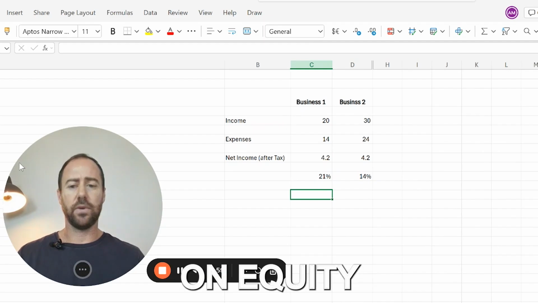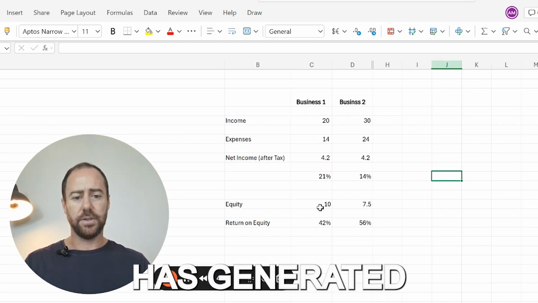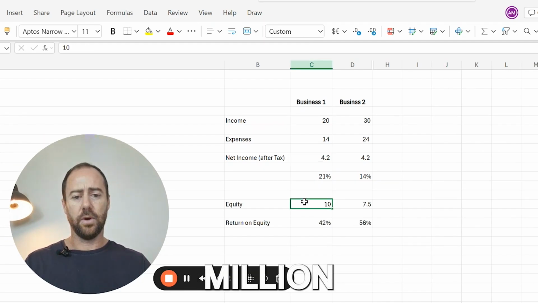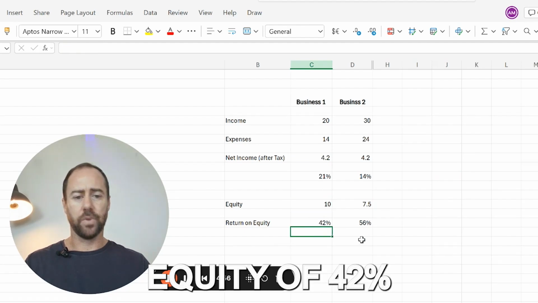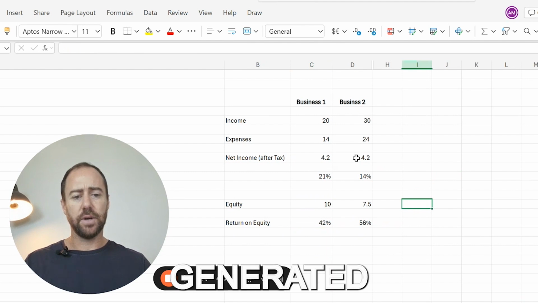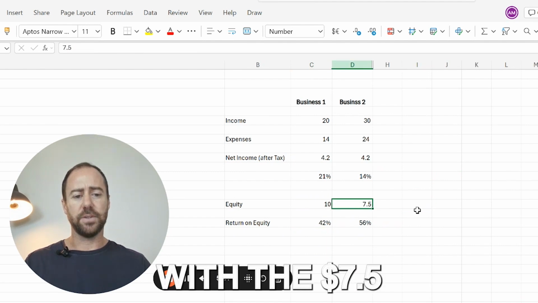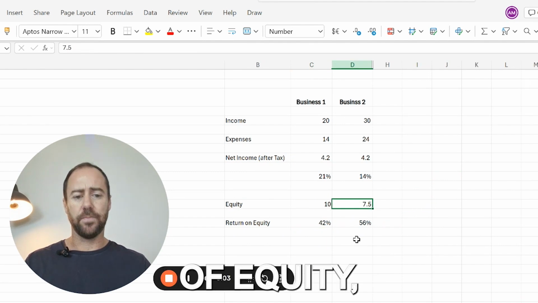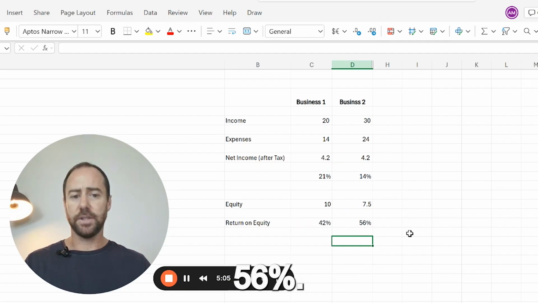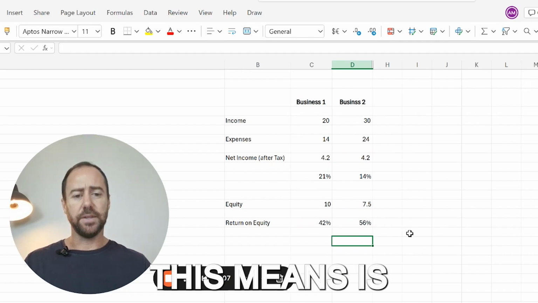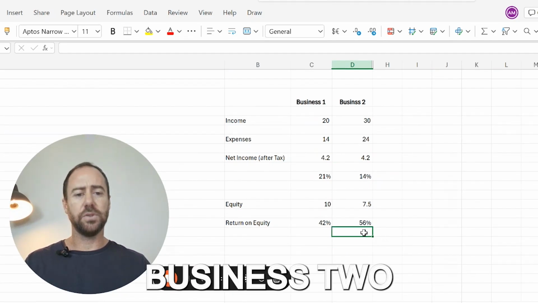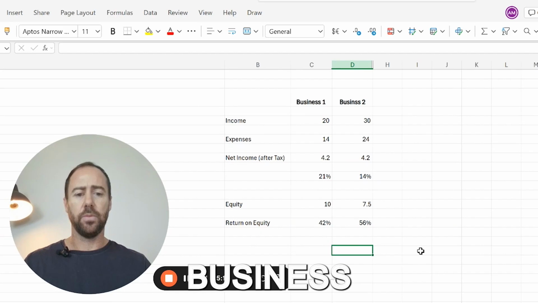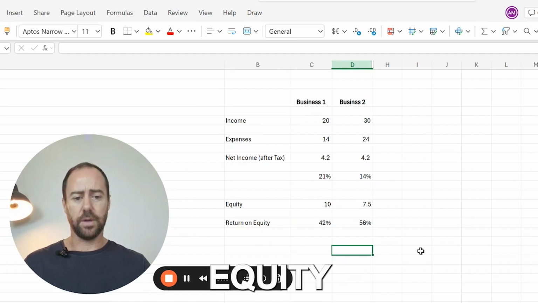This is where the return on equity comes in. Business 1 has generated the $4.2 million on $10 million of equity. That means it's got a return on equity of 42%. Whereas business 2 has generated the same profit, but it's done it with just $7.5 million of equity, giving it a return on equity of 56%. So what this means is if you were going to pick between either of these businesses, actually business 2 is the far superior business because it gives you a better return on your equity.